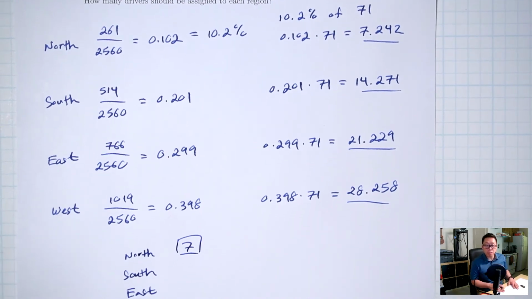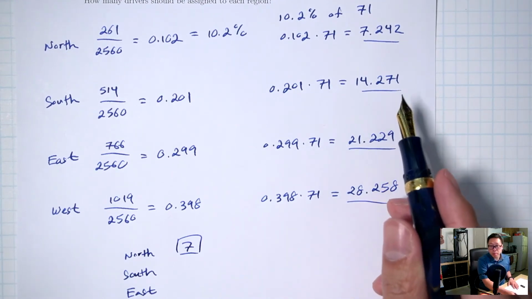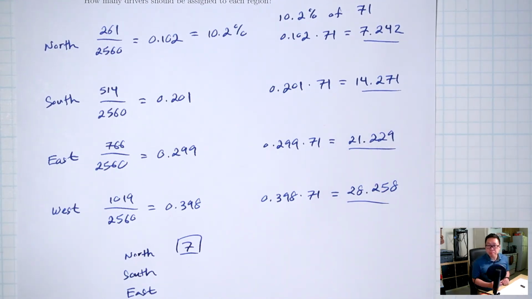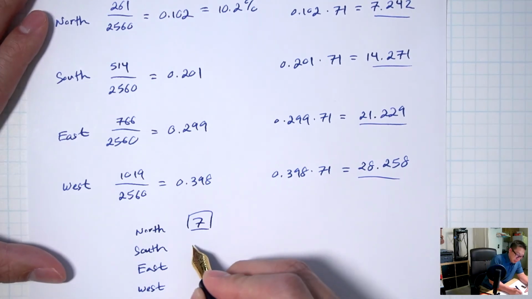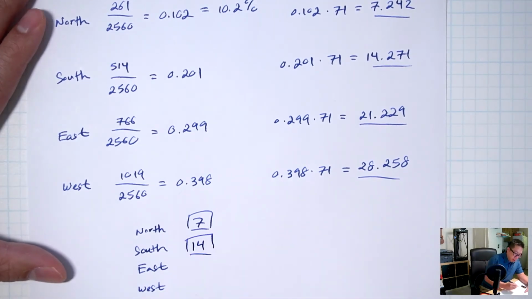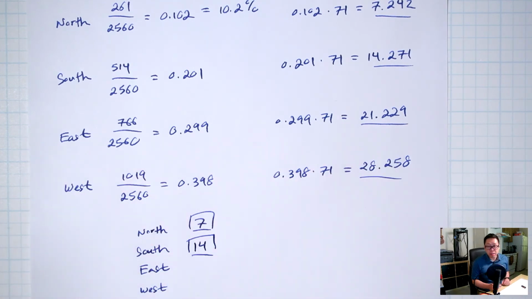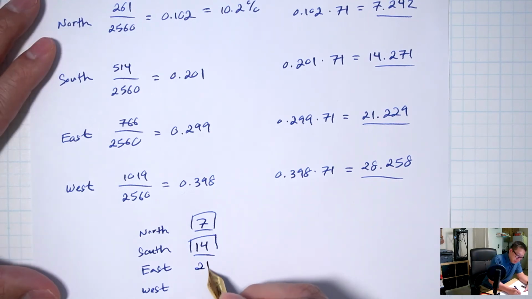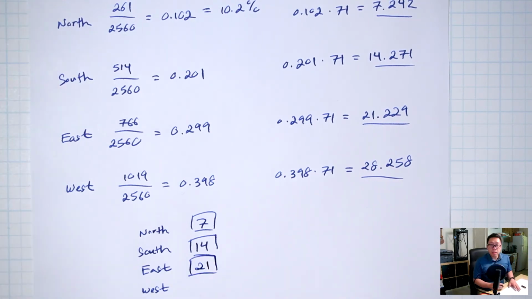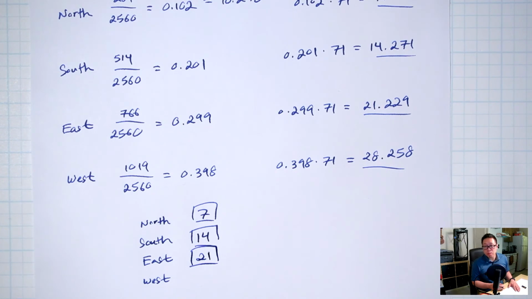drivers, the south 14.271 rounded to the nearest whole number, 14. We'll give the south 14. The east 21.229 rounded to the nearest whole number, 21. The west 28.258 rounded to the nearest whole number, 28.